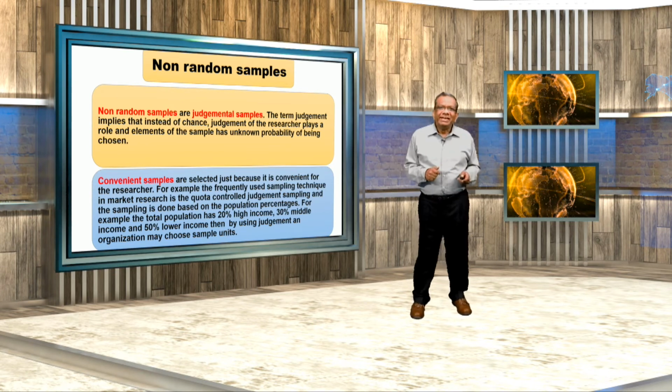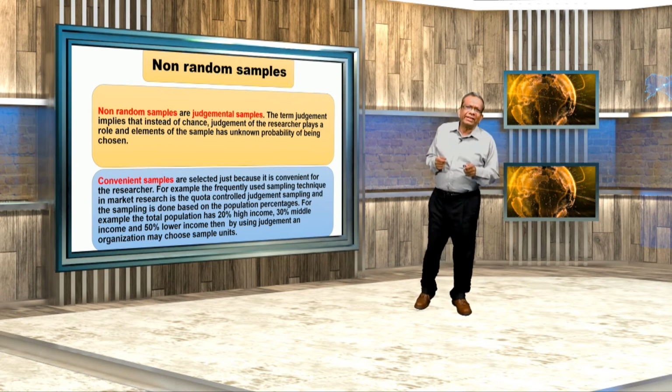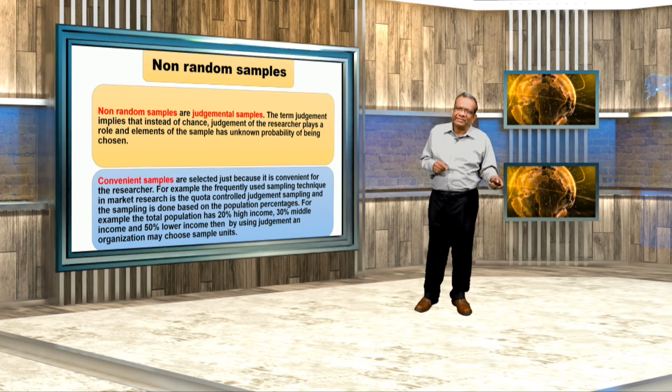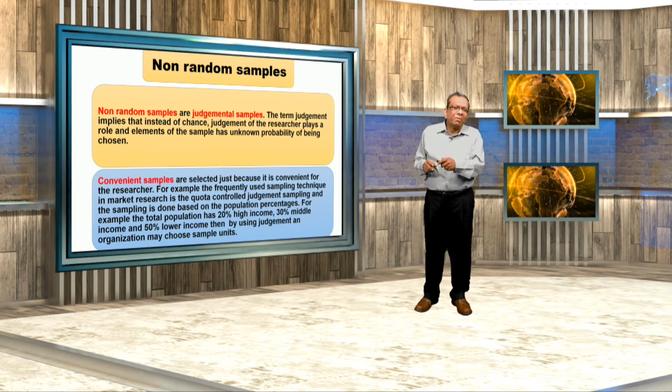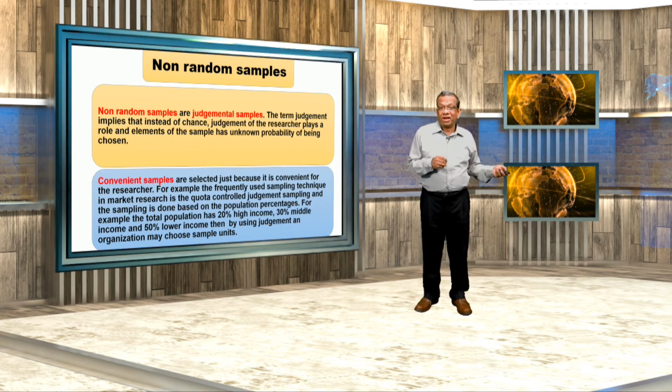The first thing is convenient samples, selected just because it is convenient for the researcher. It is the lowest level in the non-random samples. For example, the frequently used sampling technique in market research is the quota controlled judgment sampling, and the sampling is done based on the population percentages. For example, the total population has 20% high income, 30% middle income, and 50% low income. Then by using judgment, an organization may choose sample units. This is a convenient sampling.